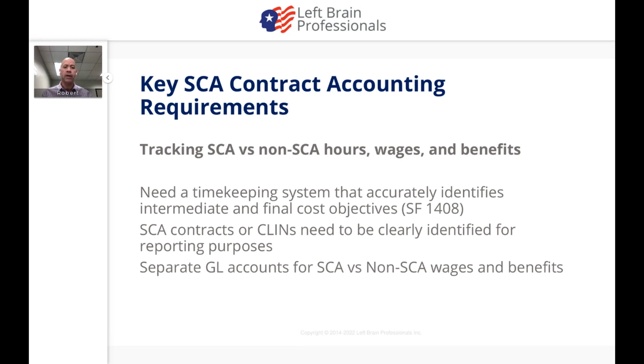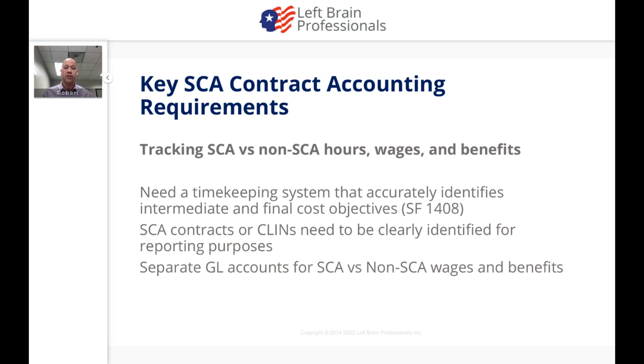So we do need to have a timekeeping system that accurately identifies intermediate and final cost objectives. And you'll see there that I put the SF 1408 note in the parentheses because that's a basic requirement of the adequate accounting system, right? In order to pass the SF 1408, timekeeping is always one of the key things that we talk about. And obviously, as we start talking about SCA work and being able to track SCA labor versus non-SCA labor, the way that we'll be able to do that is through the appropriate job and task setup in our accounting and our timekeeping system so that employees can charge to the correct place.